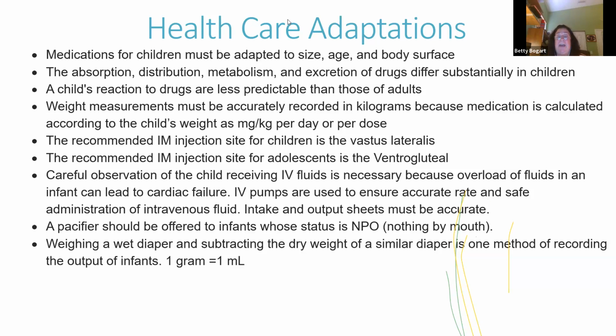And then how do we measure output on an infant? We're not going to have a Foley catheter in them. They're too small, okay? So we're going to be measuring diapers. A number 1 diaper weighs 30 grams. If you take it off the infant after it's soiled and put it on a scale and it's 60 grams, that's a 30 gram difference, which is 30 mLs of urine. Very easy, very simple.